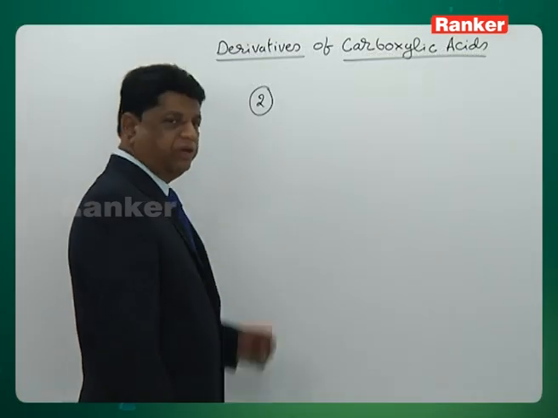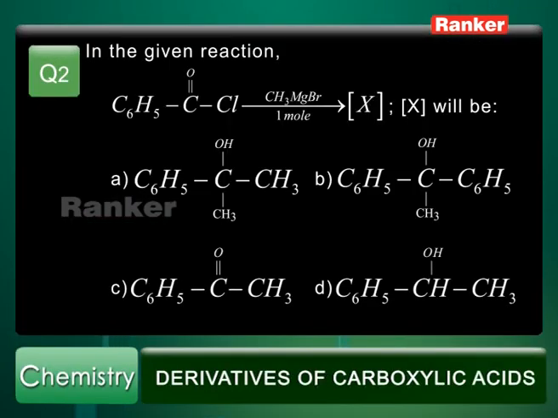So, let us go to question number 2. In the given reaction, benzoyl chloride, an acid chloride, is treated with 1 mole of methyl magnesium chloride, specifically 1 mole, and X is formed. X is the compound that is asked here. Option A is a tertiary alcohol with phenyl and 2-methyl carbinol. Option B is a 2 phenyls and methyl carbinol. Option C is a methyl phenyl ketone. Option D is a phenyl methyl containing a secondary alcohol.